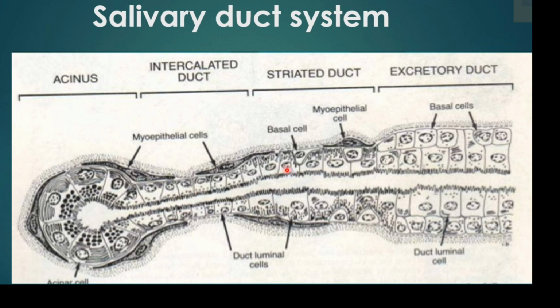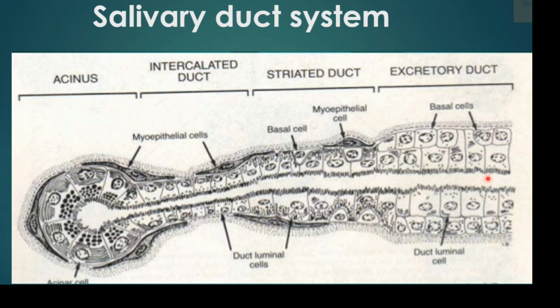From here the secretion is pushed with the help of the myoepithelial cells into the next part, which is the striated duct. This striated duct is also intralobular in position, and here initially the epithelium is simple cuboidal. Later on it becomes columnar, and when the size of the duct increases, it can become stratified cuboidal or stratified columnar, and the duct is here called the excretory duct.